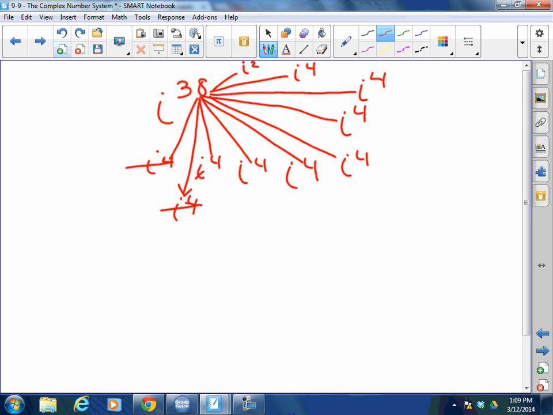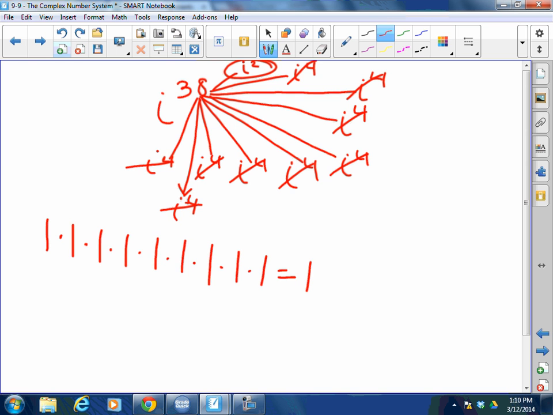1, 2, 3, 4, 5, 6, 7, 8, 9. What am I left over with? 2 i's. What is i to the 4th? 1, times another i to the 4th, times another one, and so on, 9 times. That equals 1 times my leftover of i squared. You want to do it like this? God bless you guys. I'm not going to do it like this.